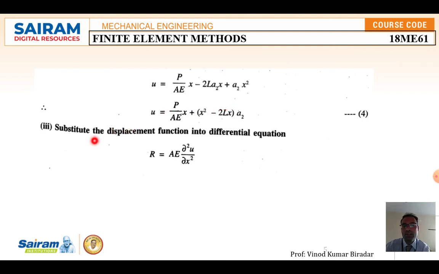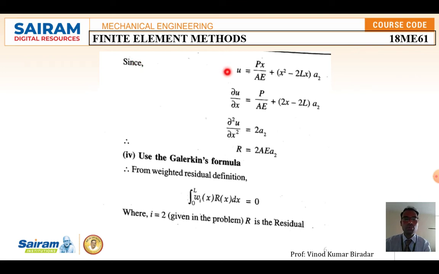The third step is to substitute the displacement function into the differential equation. This is the residual equation given in the question: AE dou square u by dou x square is equal to R, where R stands for residual. Since u is equal to P x by AE plus a2 times x square minus 2L x, differentiate with respect to x: dou u by dou x is equal to P by AE plus a2 times 2x minus 2L. Differentiate again: dou square u by dou x square is equal to 2 a2. The rest are constants, so they become 0.